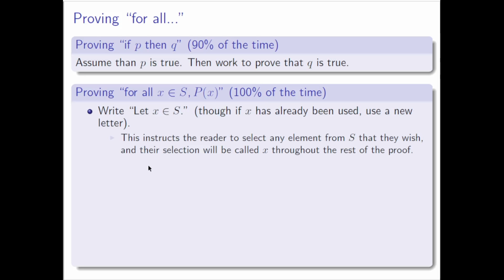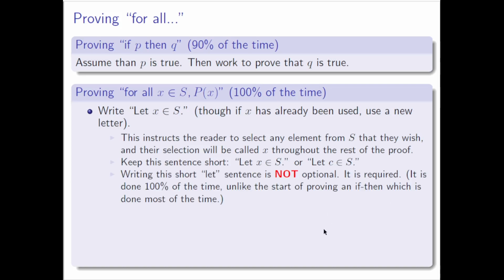This instructs the reader. You're writing the proof, and this tells the reader to select anything from the set S that they want. And whatever they've selected is going to be called little x throughout the rest of your proof. You may not know which thing from capital S the reader has selected, but you've got to be able to refer to it, and so you're going to call it little x. Now keep this sentence short. It's really just, let x in S, or let c in S if x had been used. That's it. Don't make it any longer than that.